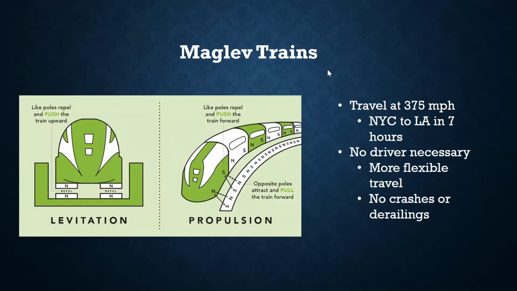That means you could travel from New York City to Los Angeles in only 7 hours. These trains also are operated completely by computer programs remotely, meaning there's no need for a driver, which would create more flexible travel schedules and would reduce crashes and derailings, increasing safety. This is incredible, how using only the powers of magnets to repel and push a train, you can travel across the country in no time.